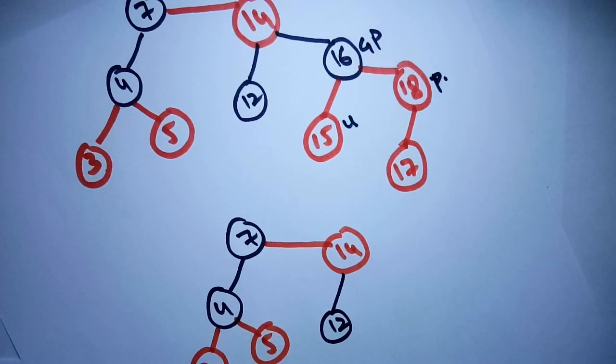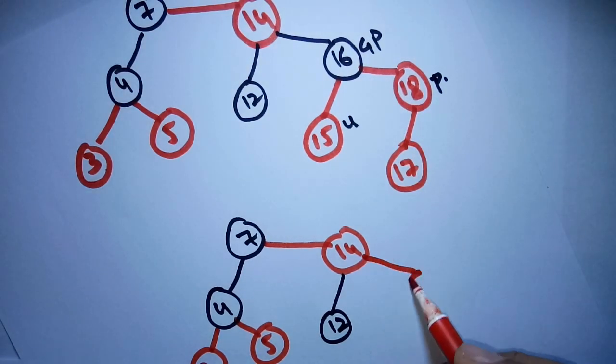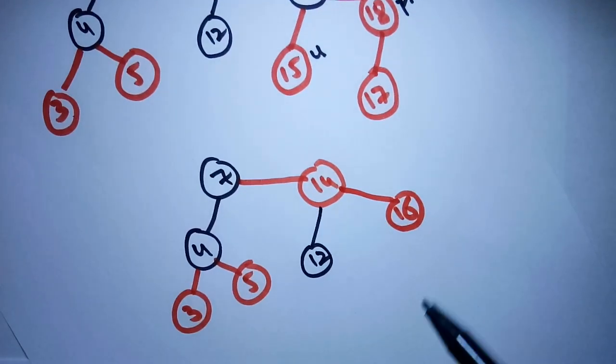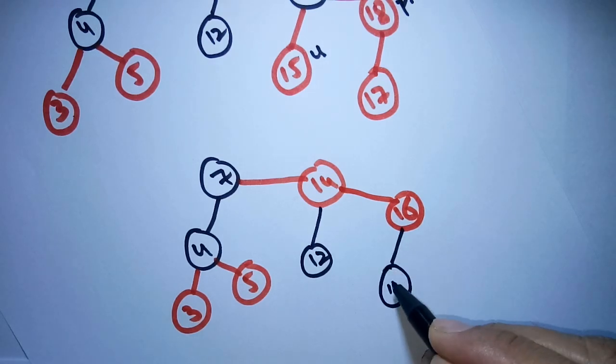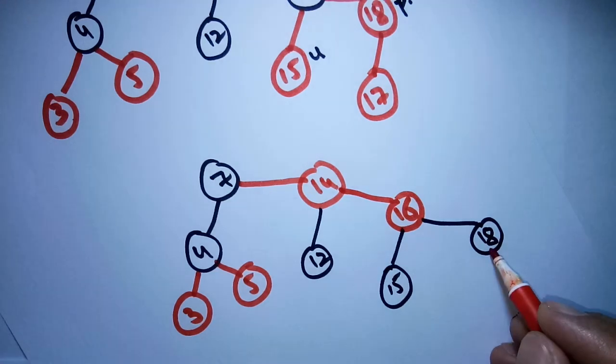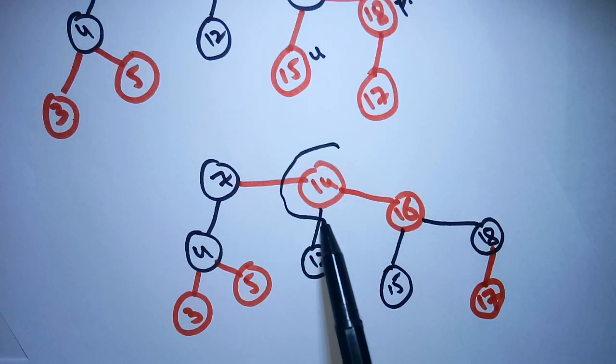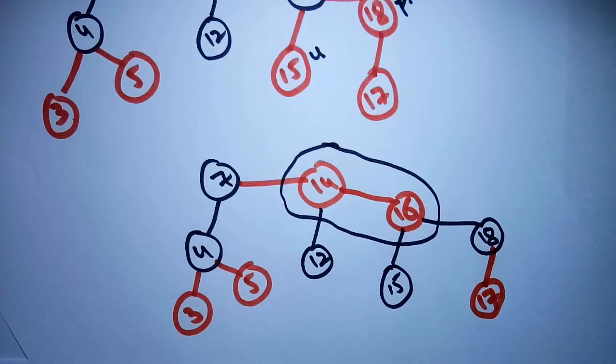The grandparent is 16, that is black, so it will become red. Uncle and parent both are red, they will become black. And 17 will remain red. Okay, so that's it. Now let's see if it violates the property or not. Yes, this violates the property. Why? Because 14 is red and 16 is also red. Both parent and child cannot be red.